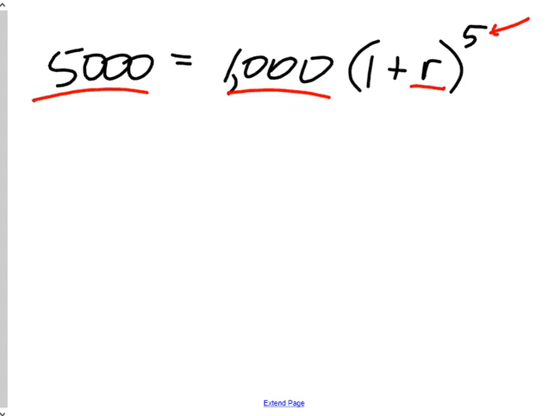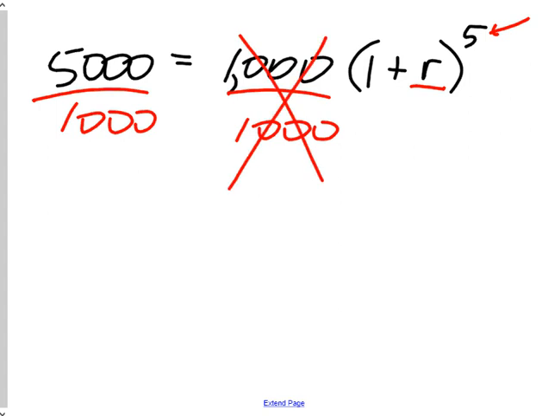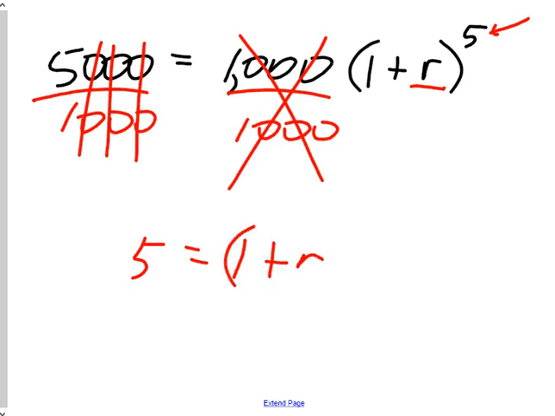All right, so we're going to start by dividing by 1,000 on both sides. And the cool thing is this cancels and it cleans it up so much. And these zeros cancel, so it's just 5 equals 1 plus R to the 5. But then a lot of people get stumped right there. Do you know how to clear that power of 5?